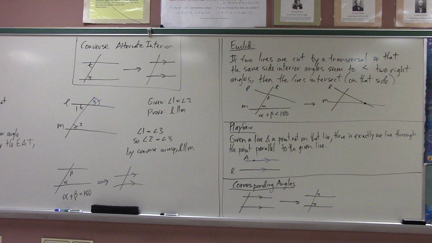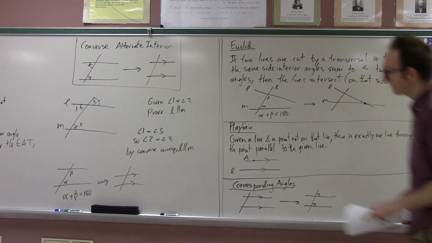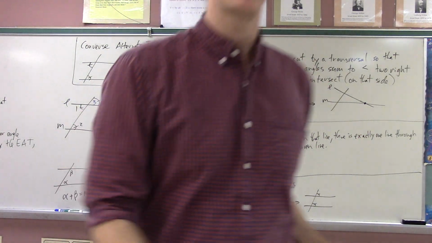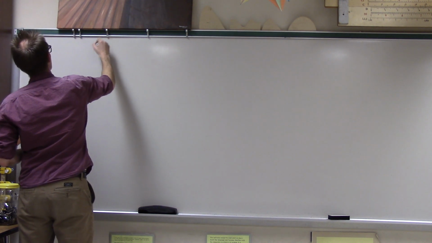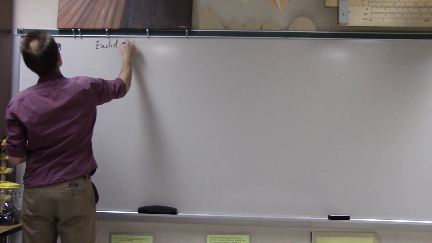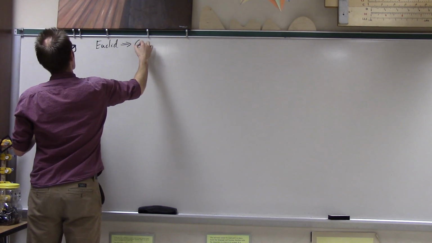Okay, let's go. I'm going to flip to the back board, and this is 3 proofs. We're going to show Euclid implies corresponding, corresponding implies Playfair, and Playfair implies Euclid. I think we're going to do it in that order. All right, let's go. Here we go. Euclid implies corresponding.